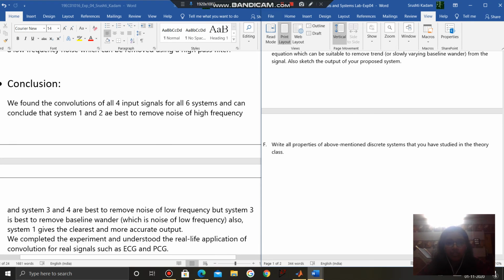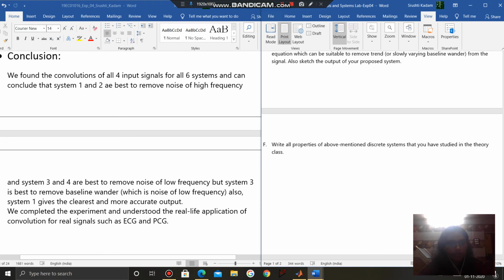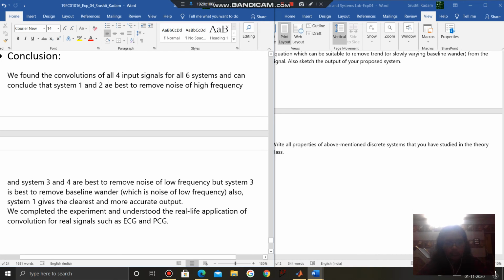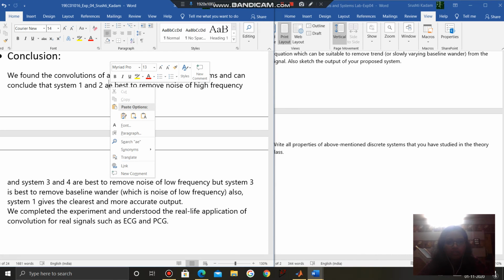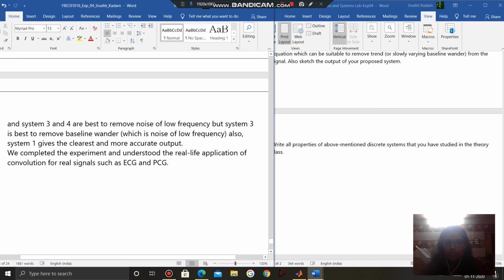A final conclusion is that we found the convolution of all four input signals for all six systems, and we can conclude that system 1 and 2 are best to remove noise of high frequency. System 3 and 4 are best to remove noise of low frequency. But system 3 is best to remove the baseline wander, which is basically noise of low frequency. And system 1 gives us the clearest and the most accurate output. So with this, we conclude our assignment.